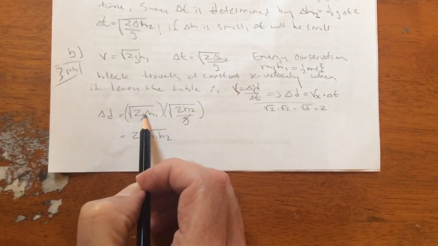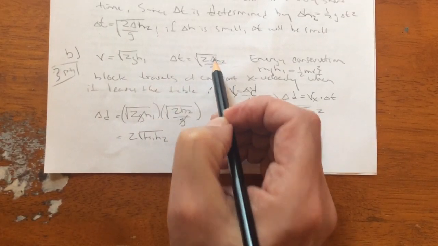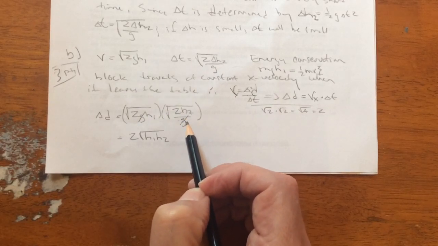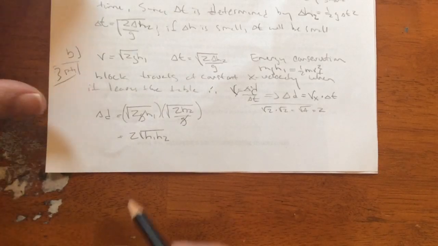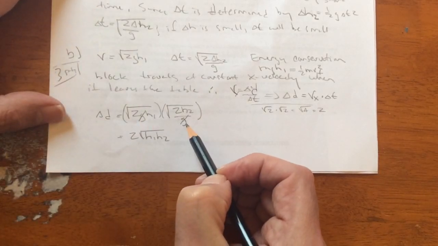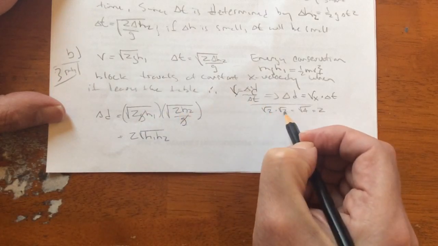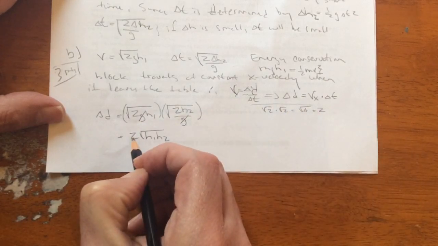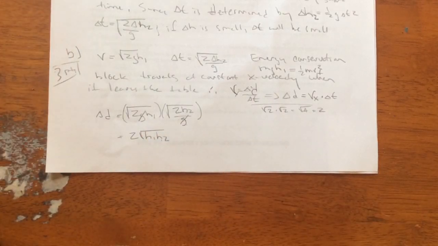equals my velocity, which is the square root of 2gh1. Use your subscripts. Time is the square root of 2h2 over g. And even under the radical, g's are going to cancel. And then 2 square root of 2 times square root of 2. Square root of 2 times square root of 2 is square root of 4, which is 2. And you're going to put that outside the radical. 2 square root h1 h2. 3 points.